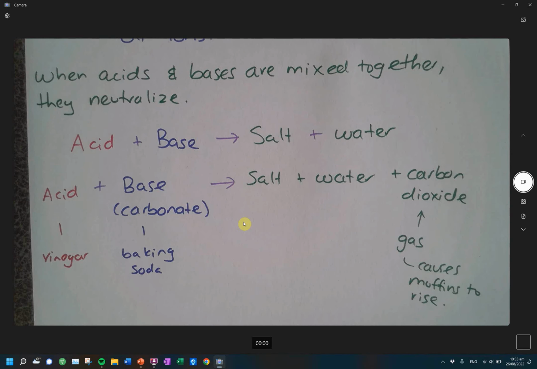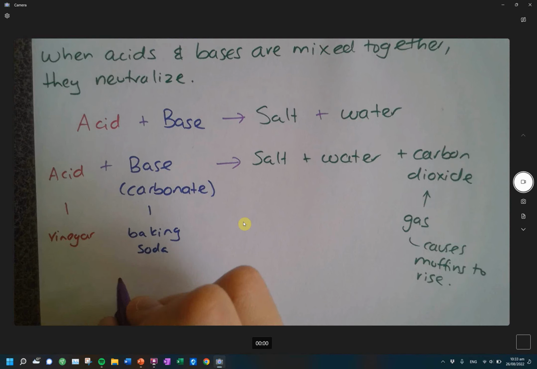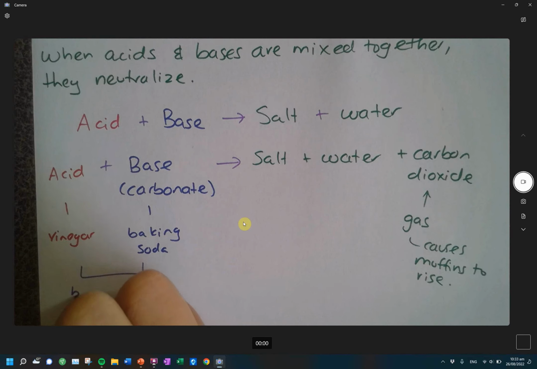The other muffin that you guys had that rose really well was your baking powder. You guys know what baking powder is? Yes. What is it?